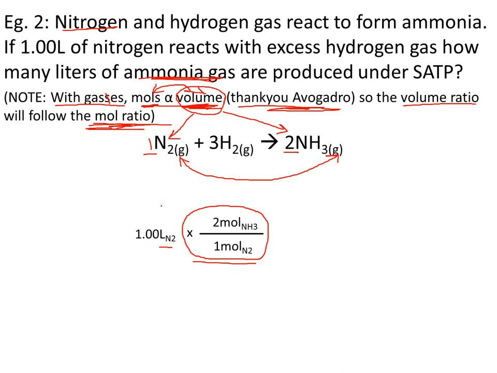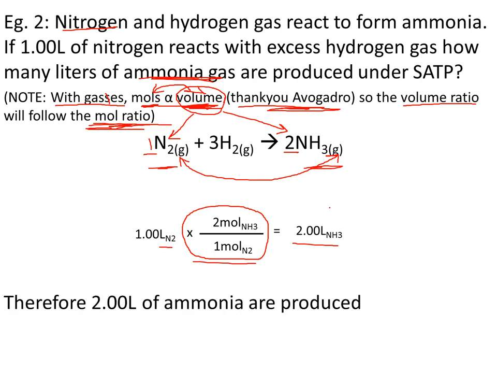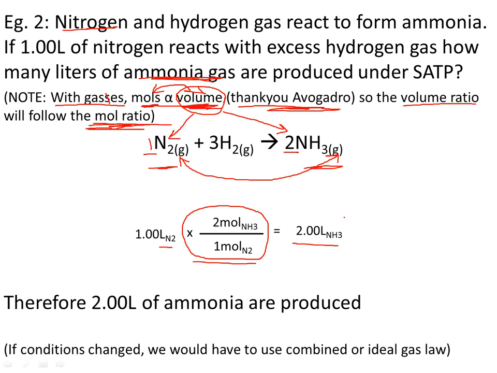Otherwise you have to factor in a combined gas law type extension. So 1 liter would become 2 liters because it is a gas. Make sure you only apply this shortcut with gases when conditions are not changing. Therefore, 2 liters of ammonia are produced. If the conditions change, if we were starting with a solid or ending with a solid or starting with a solution or something like that, you cannot take this shortcut. This only works for gas to gas stoichiometry, and it doesn't matter what the conditions are, as long as they don't change.